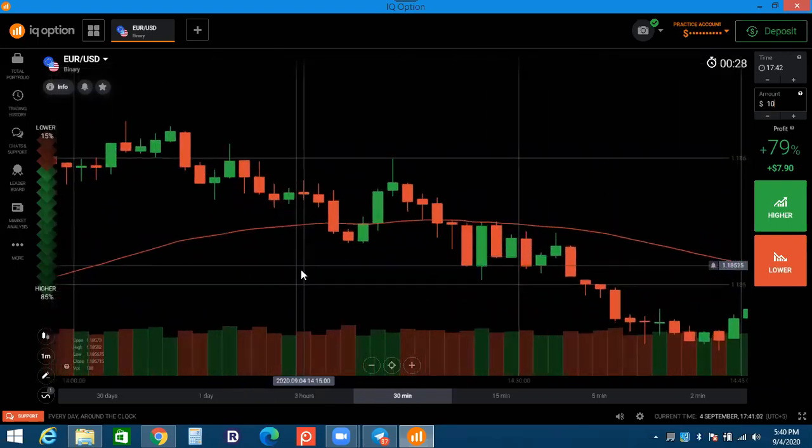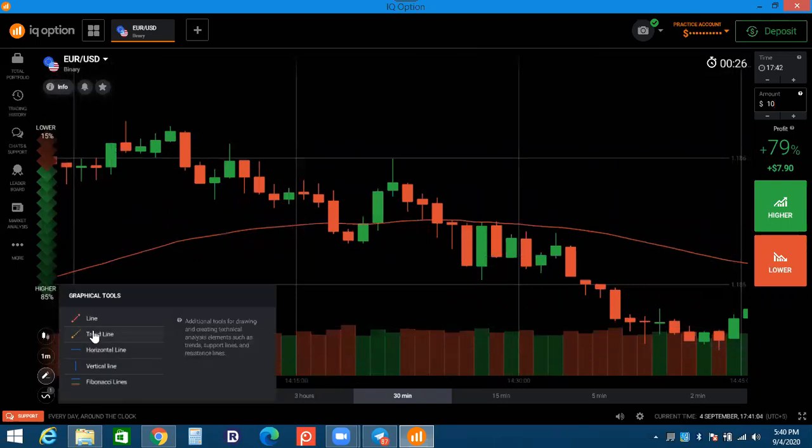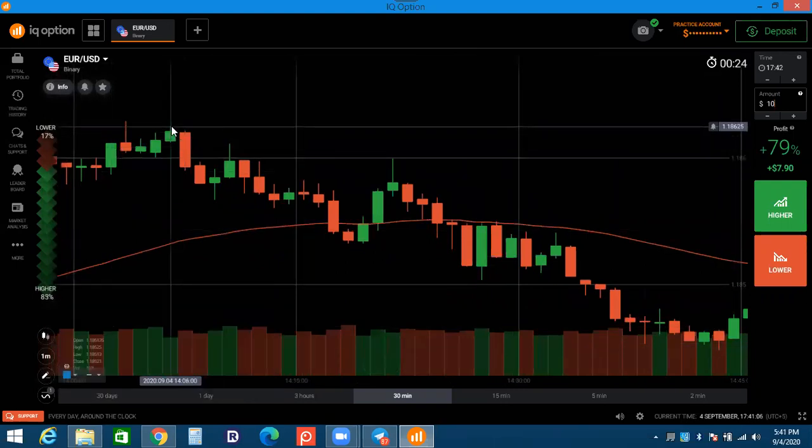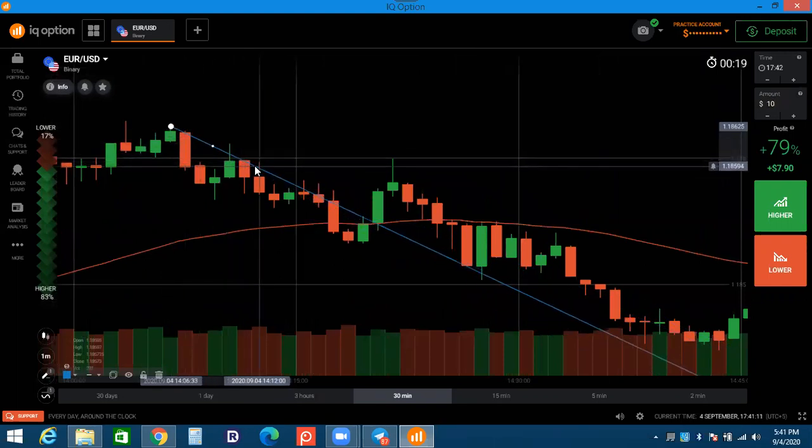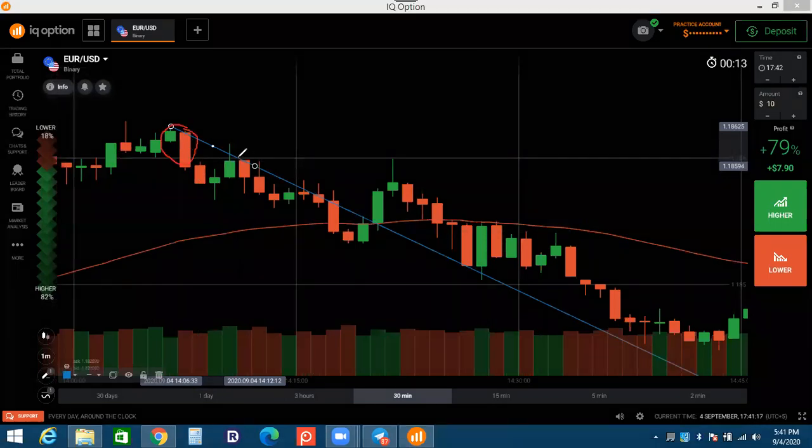So look at here. That is point number A. That is point number B. So look at. That is a pattern. Also, that is a pattern. This candle is also a pattern.